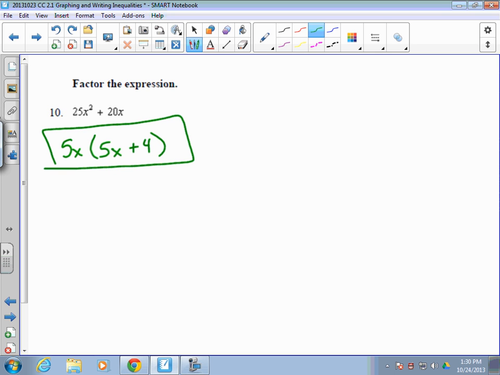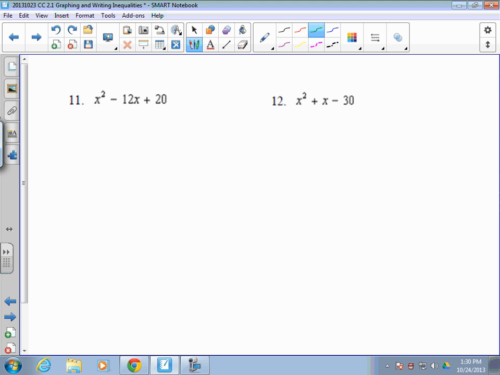To factor these trinomials, you need to create 2 binomials. In order to do that, you need to find the factors of the number 20: 1 times 20, 2 times 10, 3 times nothing, but 4 times 5. And then you need to create 2 sets of parentheses. X times x will give you x squared. Then we're working FOIL backwards.